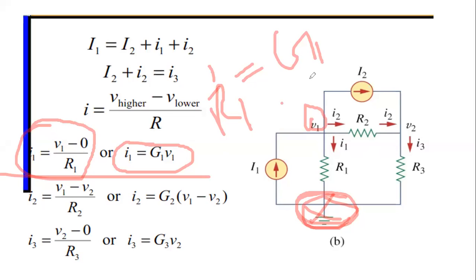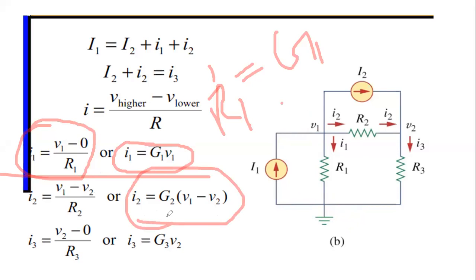So similarly, we can write the equation for I2. Now I2 is flowing from higher potential to lower potential. It is flowing from V1 to V2. It means V1 is higher and V2 is lower. Then only we can write it. So I can write it as V1 minus V2 divided by R2. Voltage by resistance is current. So I2 current can be V1 minus V2 by R2. R2 is the resistance. 1 by R2 can be written as G2, conductance. So I can write it like this also. I2 is equal to G2 times V1 minus V2.